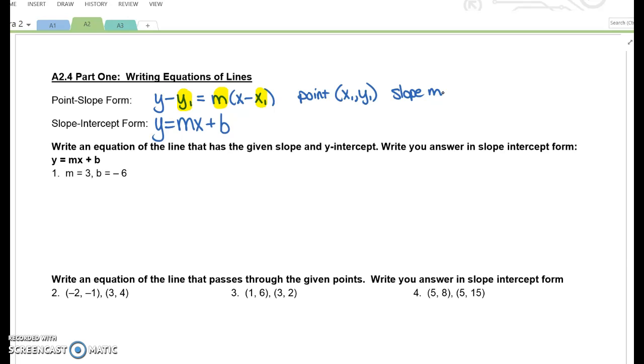Okay? Write an equation of the line that has the given slope and y-intercept. Make sure your answer is in slope-intercept form. The slope is 3. The y-intercept is -6. I know this is challenging, but give it a shot. How should we write this equation? Y equals 3x minus 6. Oh, phew. We got this.